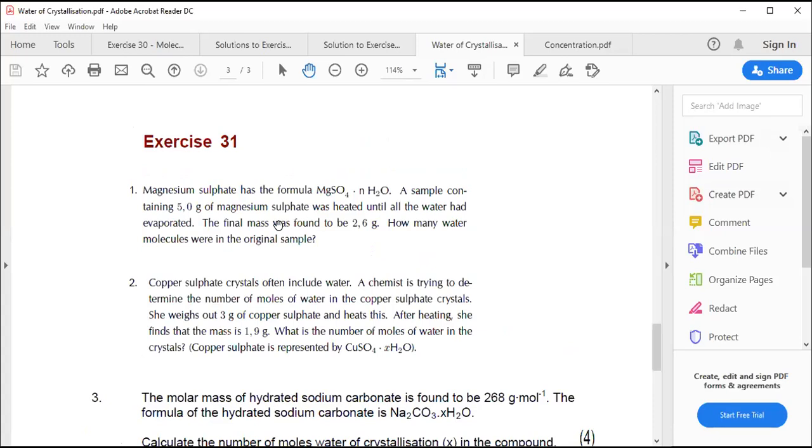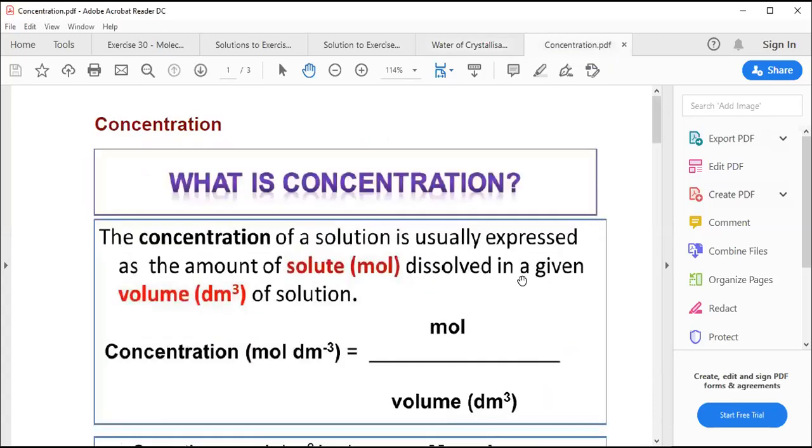Right. I move on to today's work, which is concentration. So let's look at concentration. How do you define concentration?